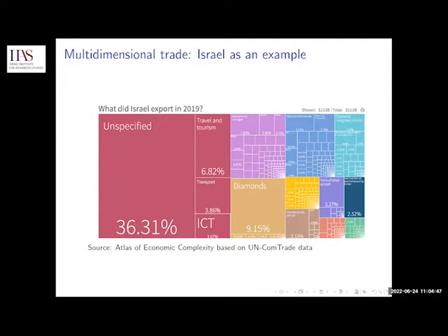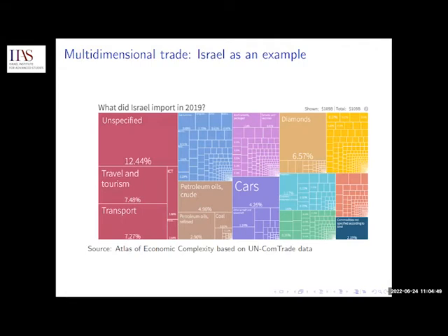Okay, so this is on the export side. What is Israel importing? As you can see, the picture is a bit different, although not that much at the end of the day. So Israel is also importing a lot of services. Israel is obviously importing a lot of minerals, as a lot of countries in the world. And perhaps more surprisingly, you see that Israel is also importing a lot of diamonds.